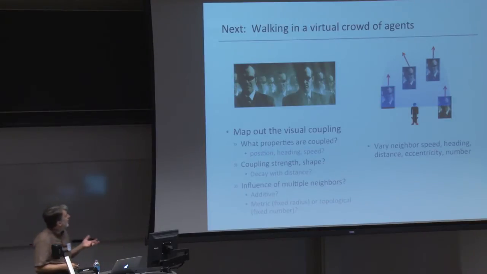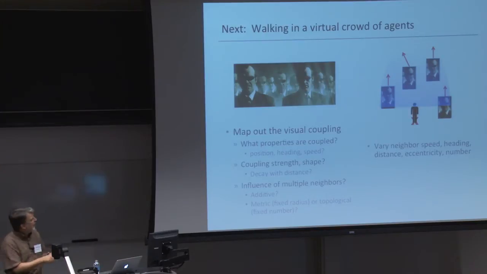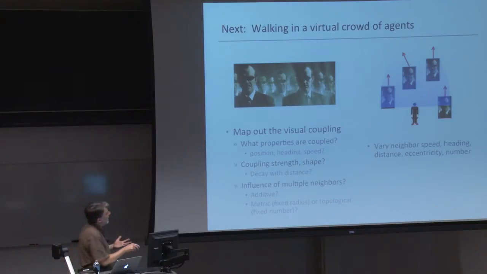So our next step in this is to have a human subject walk in a crowd of virtual agents, okay, virtual humans. And so now we can manipulate the crowd around the subject and try to test how they're responding to different types of manipulations. So we can vary the speed of the neighbors, the heading of the neighbors, how many neighbors agree with each other, and how big the influence of these is on people as a function of distance and the number of neighbors. So we're beginning to run these experiments to try to map out this visual coupling field.